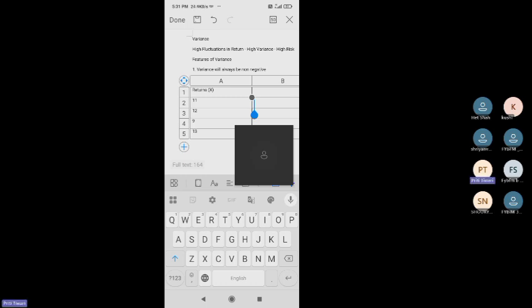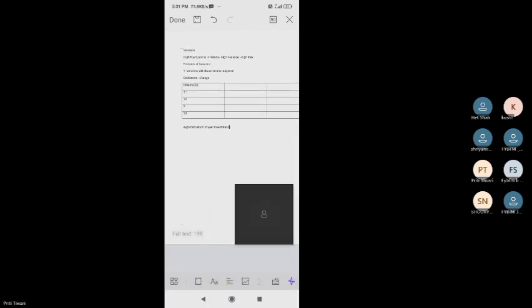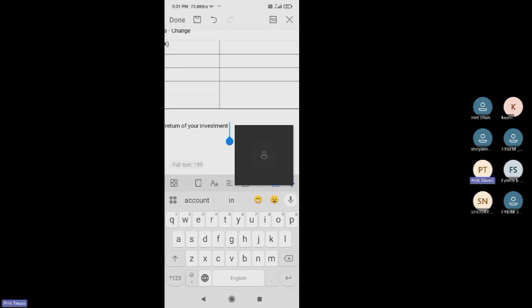So first thing, while you calculate your variance, you have to compare this variance to what? Your expected return. So first you have to calculate the expected return of your investment. Clear? So to calculate this expected return, what is the formula? Summation of x upon n.